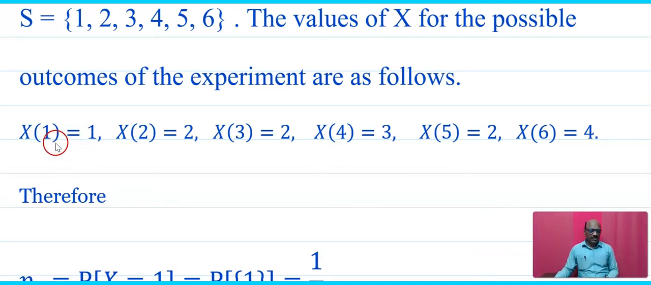That is the number of factors. I will repeat again here. 1 is divisible by 1 only. 2 is divisible by 1 and 2. 3 is divisible by 1 and 3. 4 is divisible by 1, 2 and 4. 5 is divisible by 1 and 5. And 6 is divisible by 1, 2, 3 and 6.